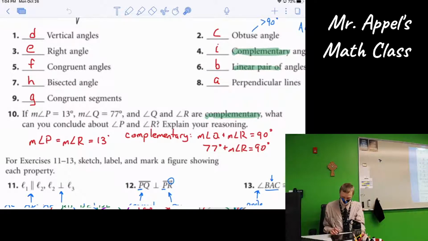They give us this number. Substitute that in. Solve for the measure of angle R. Subtract 77 from both sides. Simple algebra. You're going to get 13 degrees. And then when they say, what can you conclude about angle P and angle R? Well, they're both equal to 13 degrees, right? So you can state that.